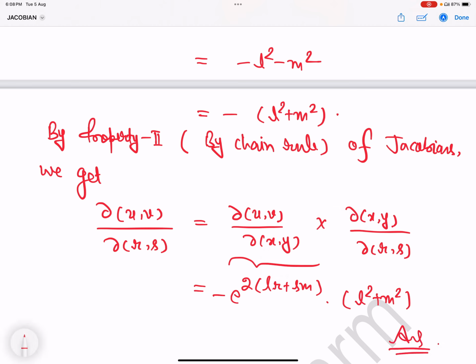Okay. So today's lecture up to this. In this lecture, we have seen what is the second property of Jacobians, and we have done two examples.